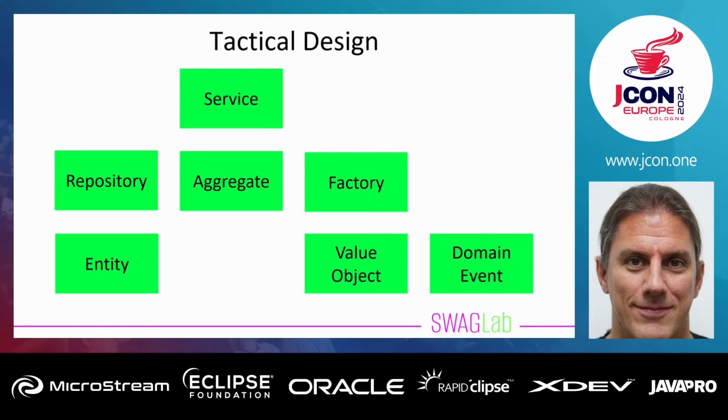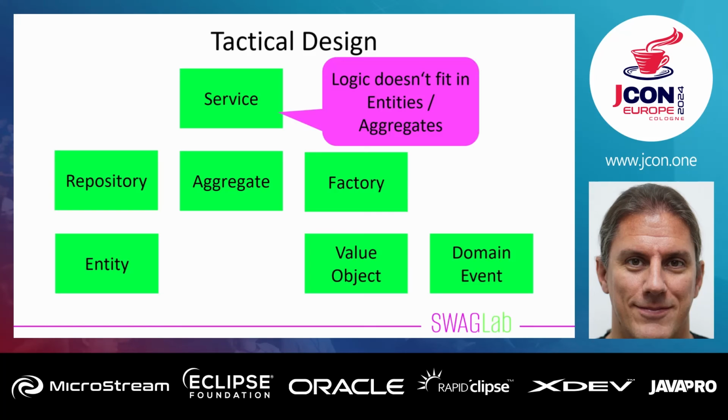And then finally we have services. Services are the objects that contain the logic that doesn't fit in entities or aggregates. If you have something that deals with more than one aggregate, so for example something like a delivery process probably deals with customers and a delivery and products and what have you, then you have to put it somewhere. You can't put it in an aggregate, so you have to put it in a service. So that's basically the idea.